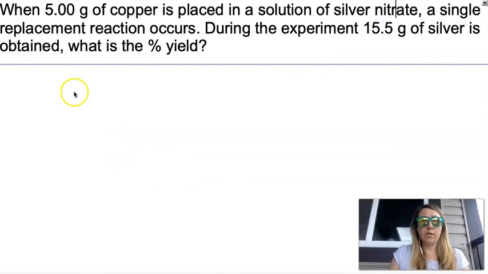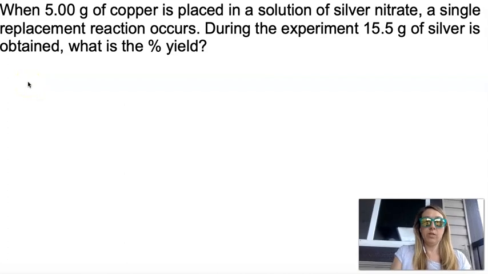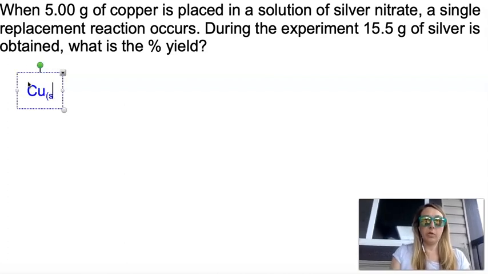Okay, so here's our next example. When 5 grams of copper is placed in a solution of silver nitrate, a single replacement reaction occurs. During the experiment, 15.5 grams of silver is obtained. What is the percent yield? So we're going to need to write a balanced chemical equation for this one.